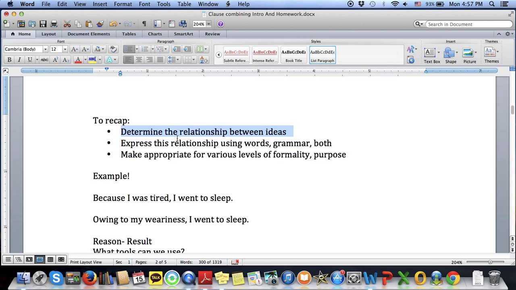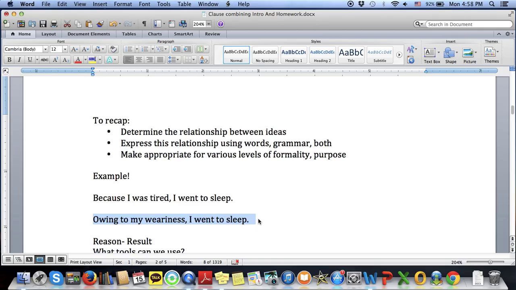We determine the relationship between ideas, and that's what we've got here. Reason, result. We express this relationship using words, grammar, both. And we make it appropriate for various levels of formality and purpose. Now I want to ask you a question. Owing to my weariness, I went to sleep. Would you ever say that to people? If someone said, hey, why'd you go to sleep? Would you ever say, owing to my weariness, I went to sleep?